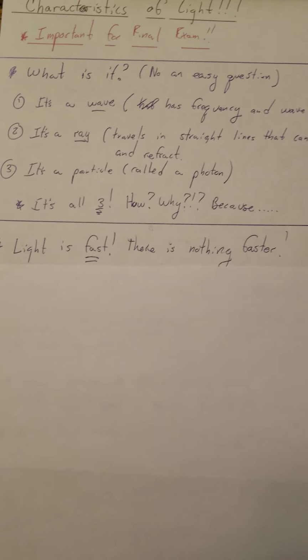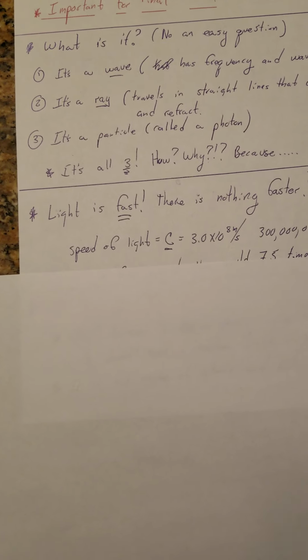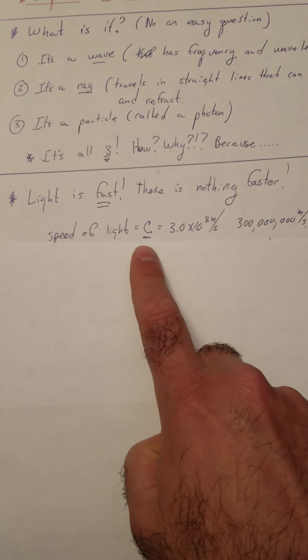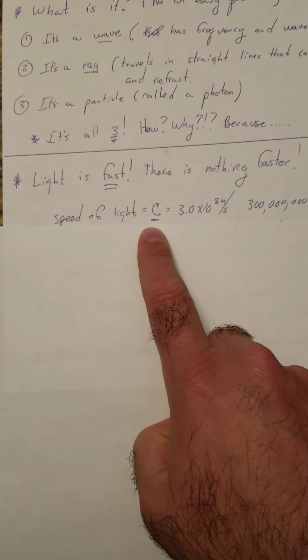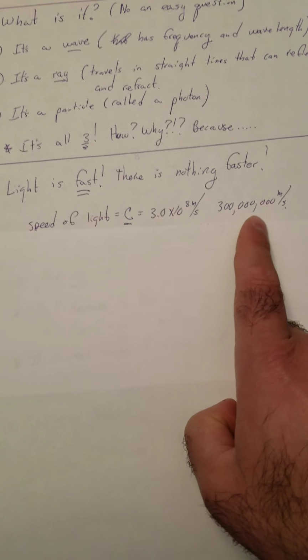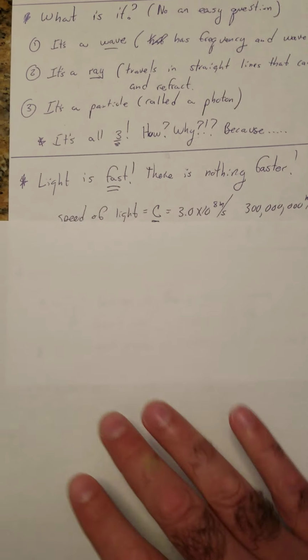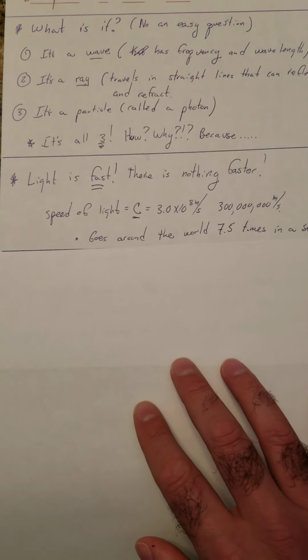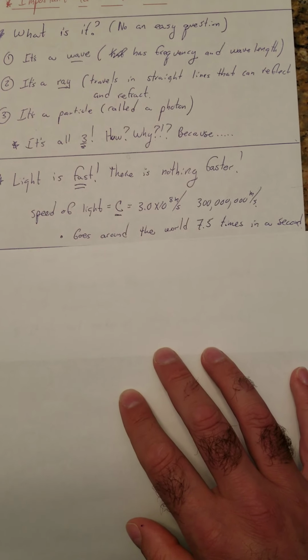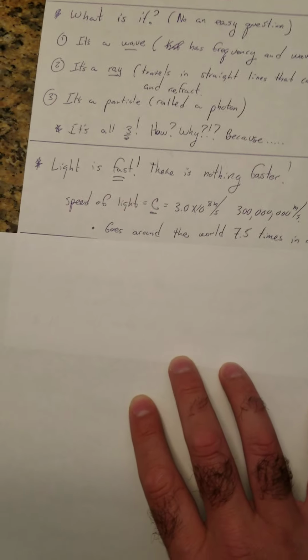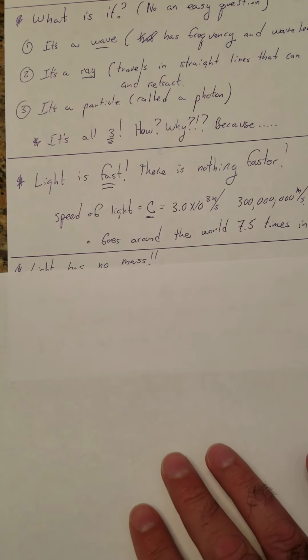The other thing you need to know is light is fast. There is nothing faster than it. The speed of light, we mentioned this before, gets a very special letter, we call it c. It's 3 times 10 to the 8th meters per second, or writing it out, 300 million meters per second. At that speed, if light would go around the world, it would go around the world 7.5 times in a second. That's really, really fast, but nothing goes faster than it.